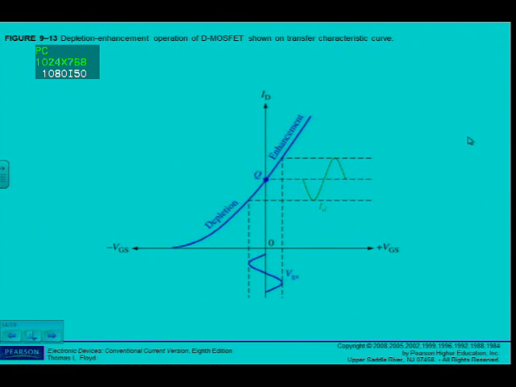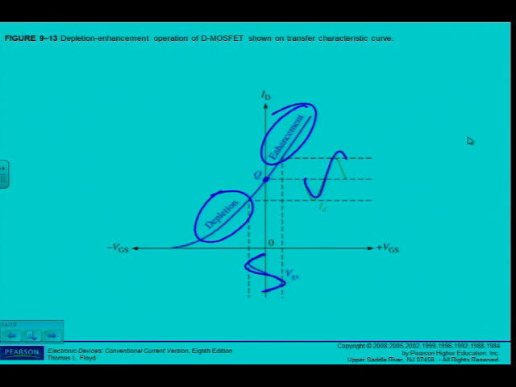Depletion enhancement operation for the D MOSFET is shown on the transfer characteristic curve, as I can see here. Here's my Q point, remember. So it's operating in the enhancement and in the depletion region. And I can see here, as I'm changing around the Q point, VGS and ID are also changing. So the negative swing in VGS produces the depletion mode, as I can see on that portion.